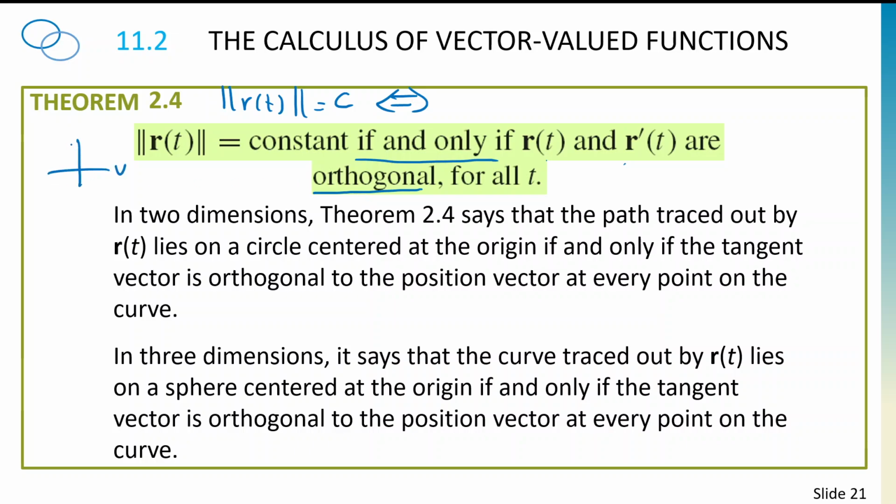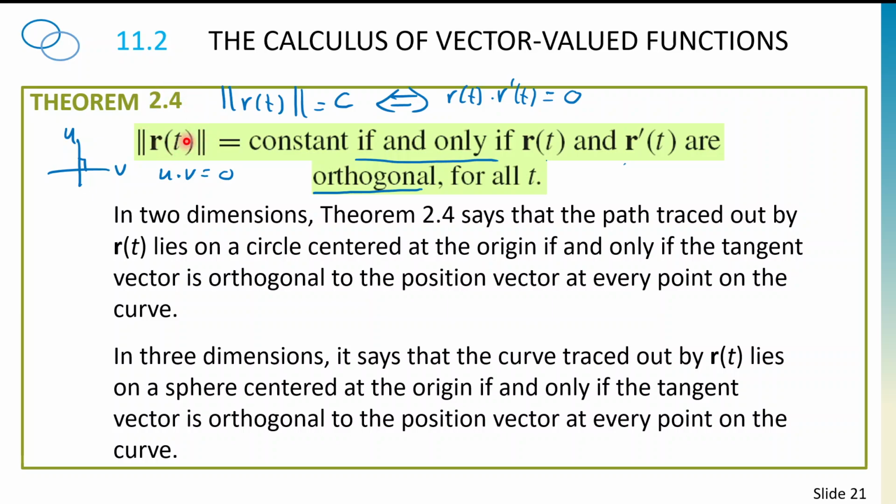If I have v and u orthogonal to each other, I mean that u dot v equals 0, the dot product. Same thing here, so I can say that r of t dot r prime of t is supposed to be equal to 0. If I think in terms of graphs, what does this theorem say? In two-dimensional space, this theorem means that the path traced by our r of t lies on a circle centered at the origin, okay?